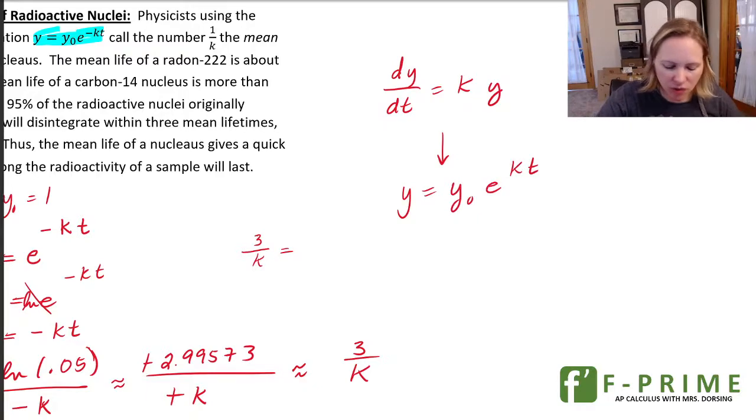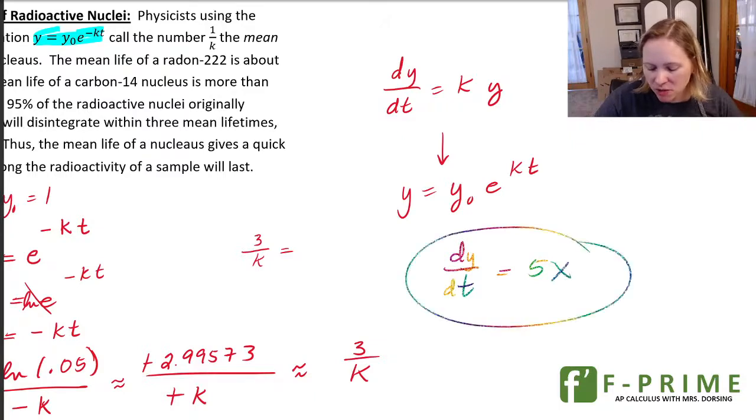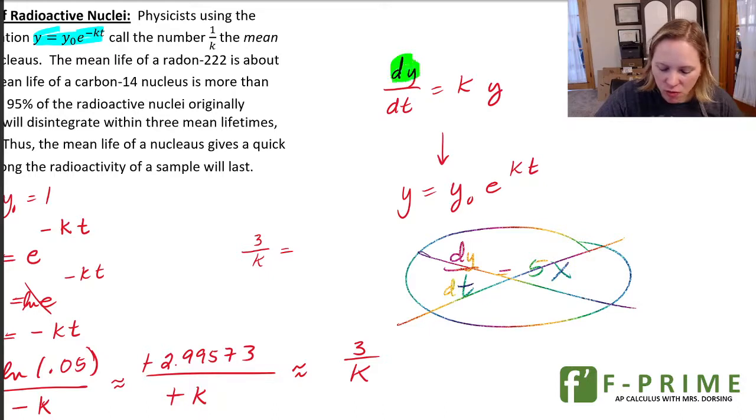Now, one fair warning is that you need to be really careful because sometimes you'll be given information that says dy dt equals 5x. That is something different. If these two variables, dy and y, don't agree, then you can't make this jump. You can always do the separation of variables, but that will waste a lot of time. So try to recognize and make the jump and save yourself a headache and a hassle.